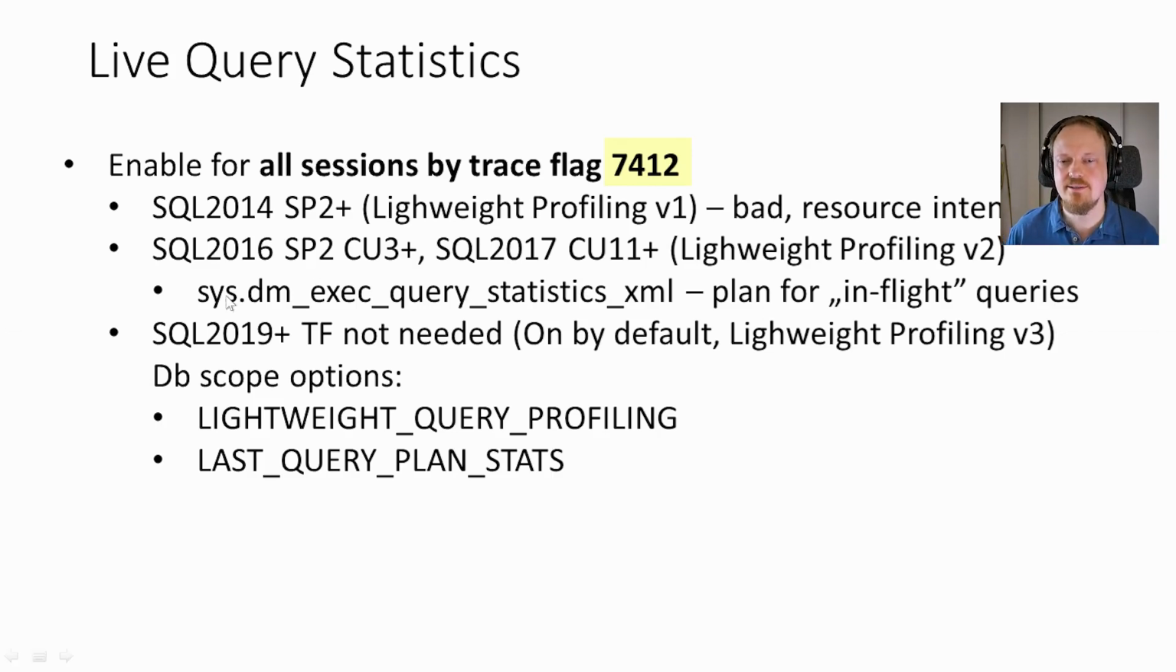In 2019, trace flag is even not needed. It is on by default, and you just have them right out of the box. And lightweight profiling is even better. And in 2019, you have 2 additional options: lightweight query profiling per database. So you can, inside your database, turn it on or off, not for entire server. You can, on database level, turn it on or off, and you can turn on or off last query plan statistics to see runtime statistics of last execution.